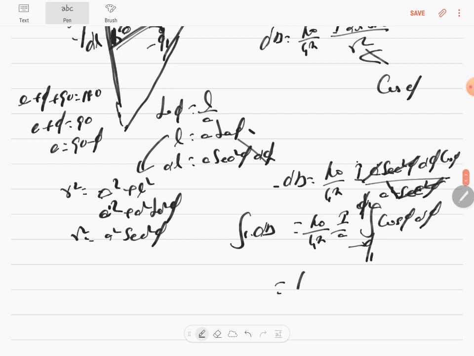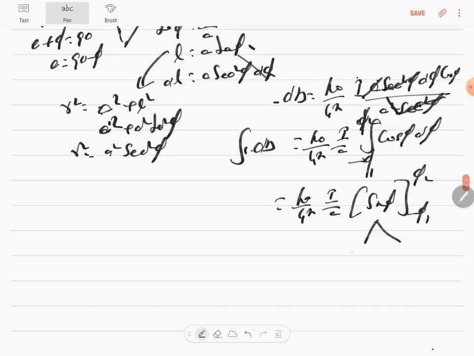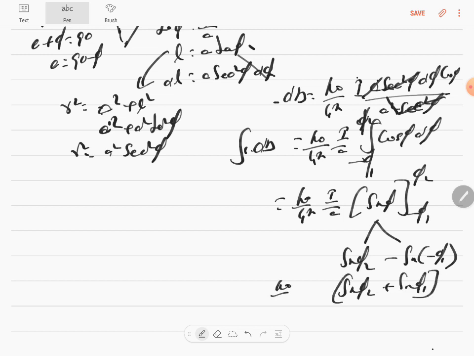So integration of cos phi is sin phi, integrated from minus phi 1 to phi 2. When you put upper limit minus lower limit, you get sin phi 2 minus sin of minus phi 1. The sin of minus theta is minus sin theta, so sin phi 2 plus sin phi 1. And mu naught by 4 pi into I by A will be there.